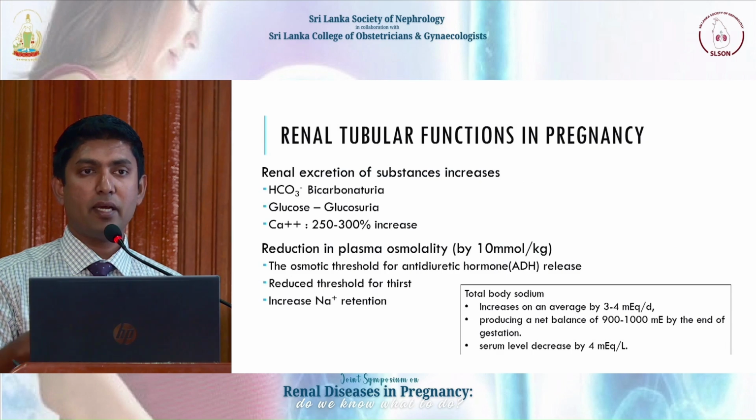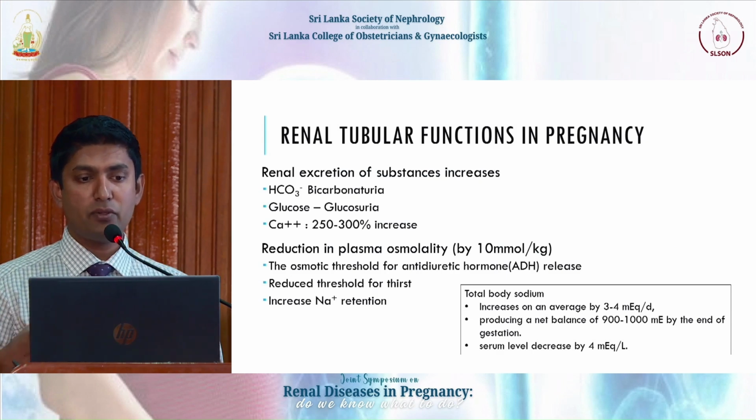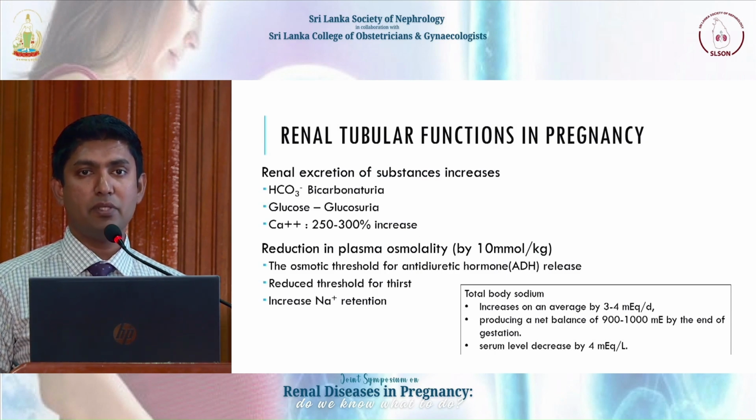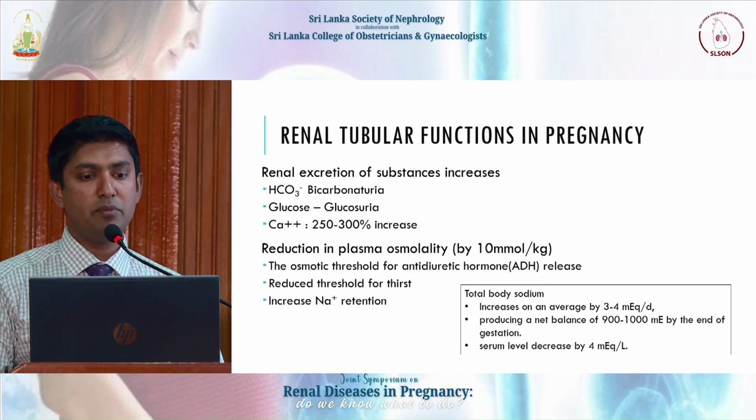Now glomerular function. Now secondly the tubular functions. So excretion of substances like bicarbonate are increased because there is respiratory alkalosis. So as a compensatory mechanism, increase in the bicarbonate excretion. Glucosuria, I will touch a bit on detail. And calcium excretion increases about 250 to 300 times during pregnancy.